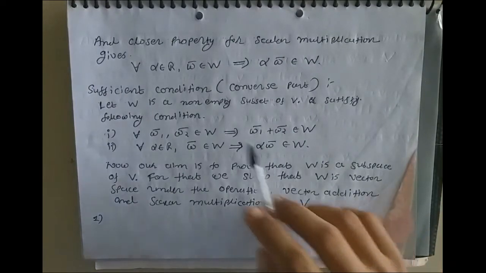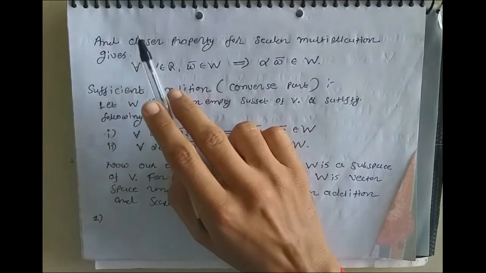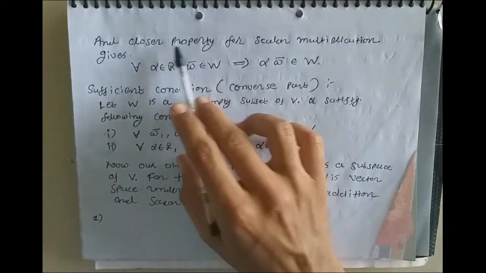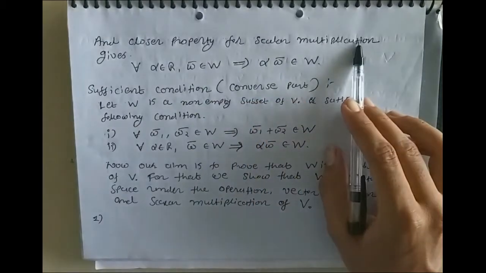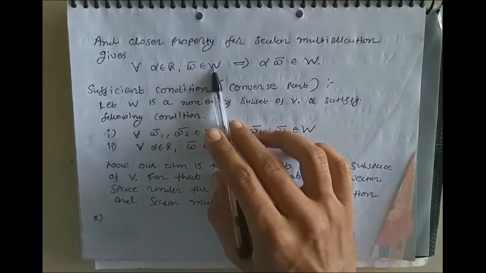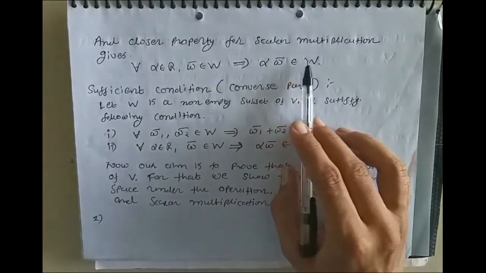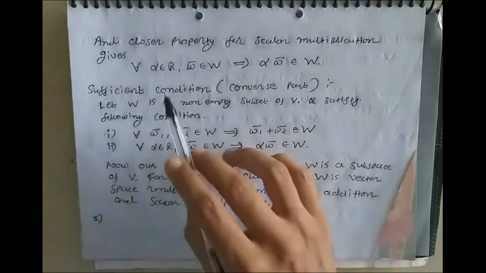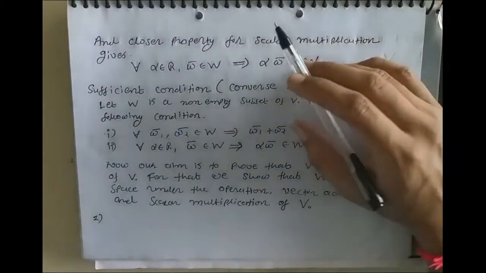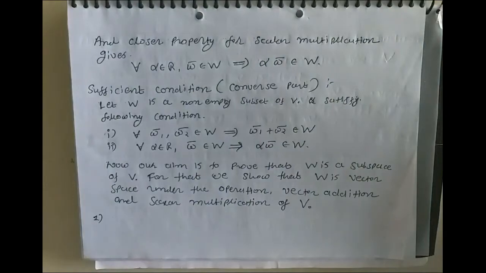Now our W is a vector space. So from the sixth property, that W has the closure property for scalar multiplication, it gives: for all alpha belongs to R and vector W bar belongs to W, alpha W bar belongs to W. These both conditions are obtained from the definition of the vector space, because W is our vector space. So the necessary condition is proved.